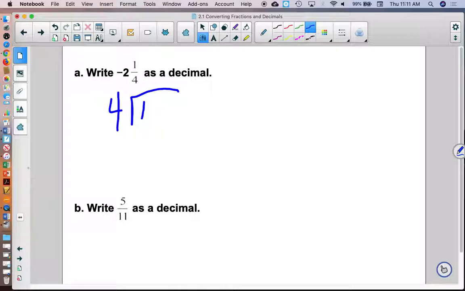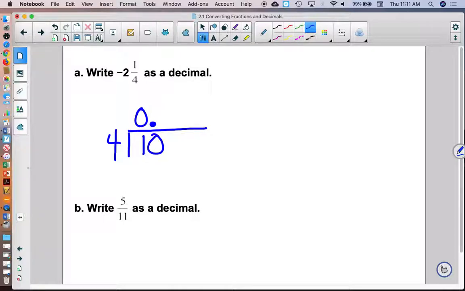Yes, sir? I know the answer to that. You know the answer to that. What is the answer to this, Justin? 0. No, ma'am. No, sir. Well, kind of, but not exactly. Will 4 go into 1? No, it does not. So I'm going to put in a 0 and a decimal. And I'm going to add a 0 right there.